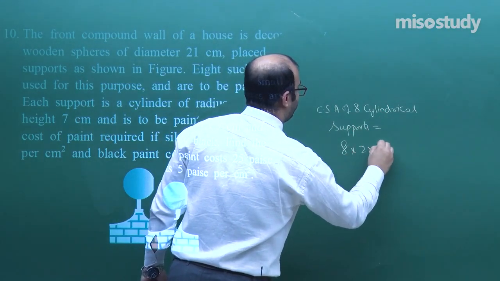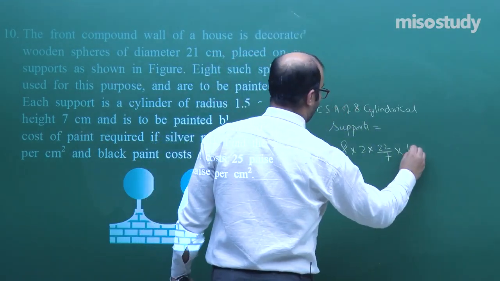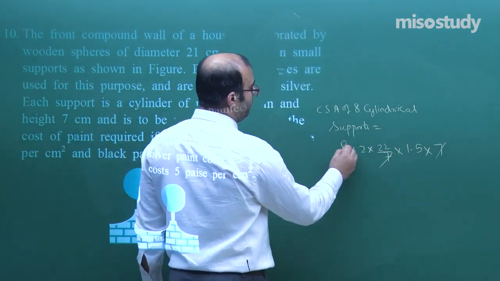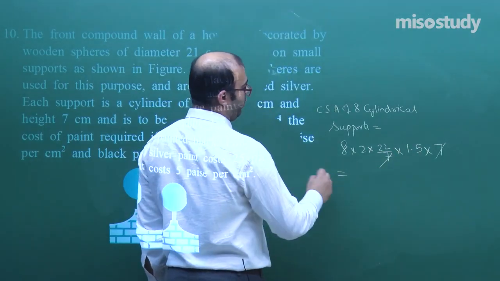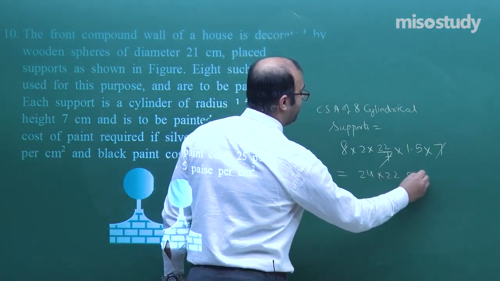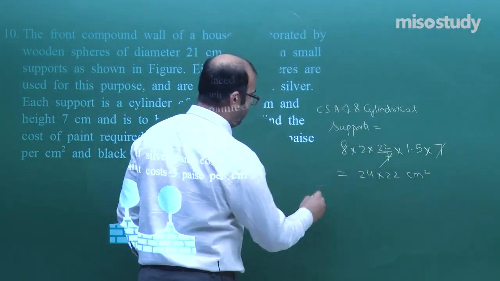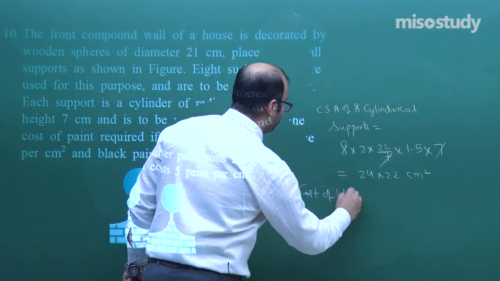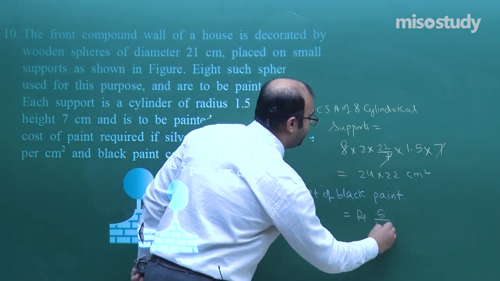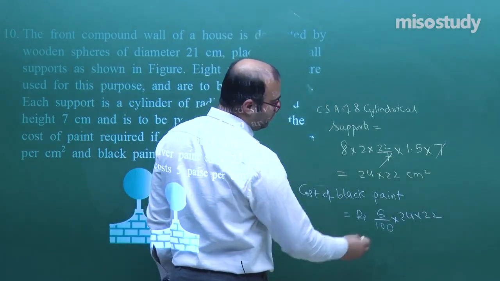2 pi r h, that is 2 into 22/7 into r, the radius, which is given as 1.5 centimeter, and height is given as 7 centimeter. So, we can directly cancel 7 and 7. Here it will become 8 into 1.5 is going to be 12 and 12 into 2 is 24, 24 into 2 centimeter square. Now, the cost for the black paint is 5 paise per centimeter square. So, for the cost of black paint, let us change 5 paise into rupees, that will be actually 5/100 rupees into 24 into 22 centimeter square.